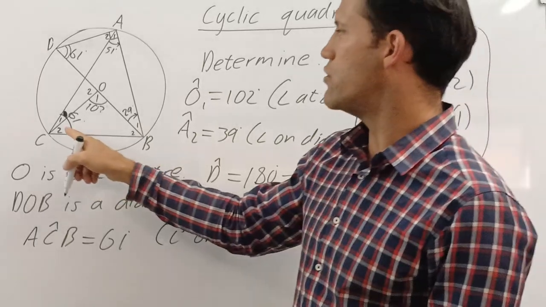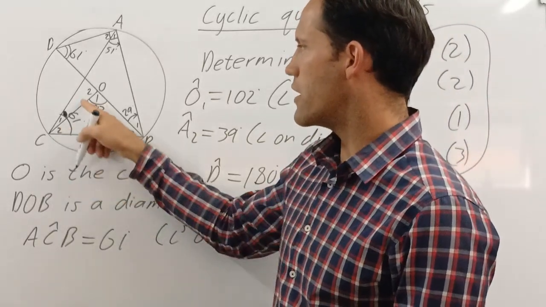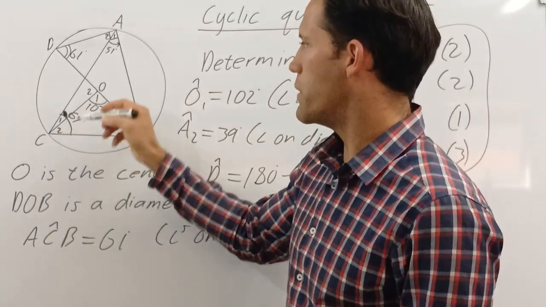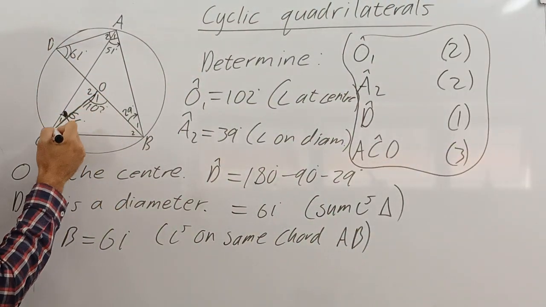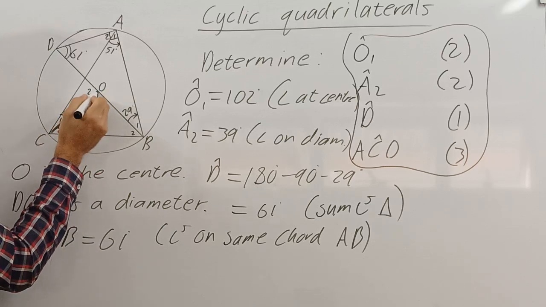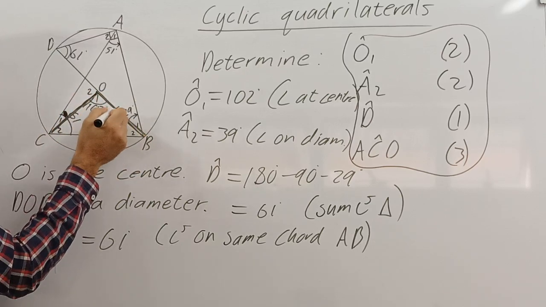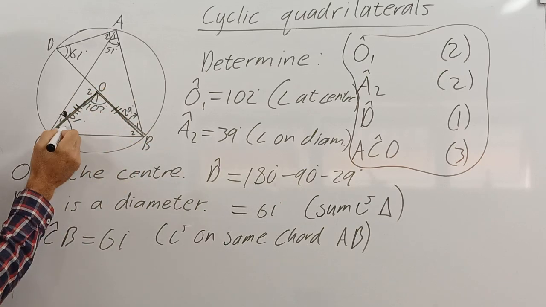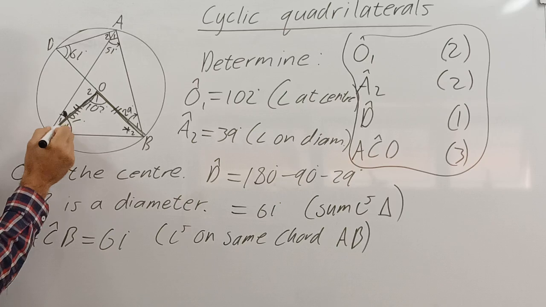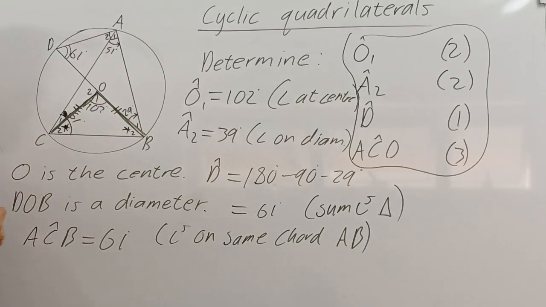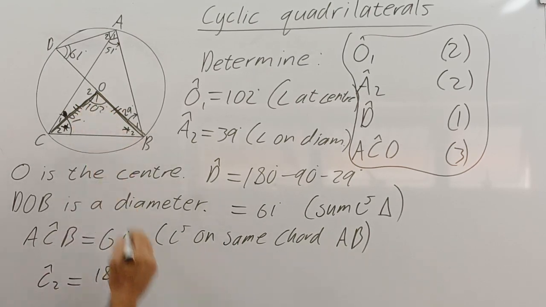So how can we find C2? Well, we know that this is 102, and we know that these are the radii, from there and there. We know they must be equal. It's the radii. So we know this angle here must be equal to this angle here. It's an isosceles triangle. So we can say that C2 is equal to 180 minus 102, divided by 2.